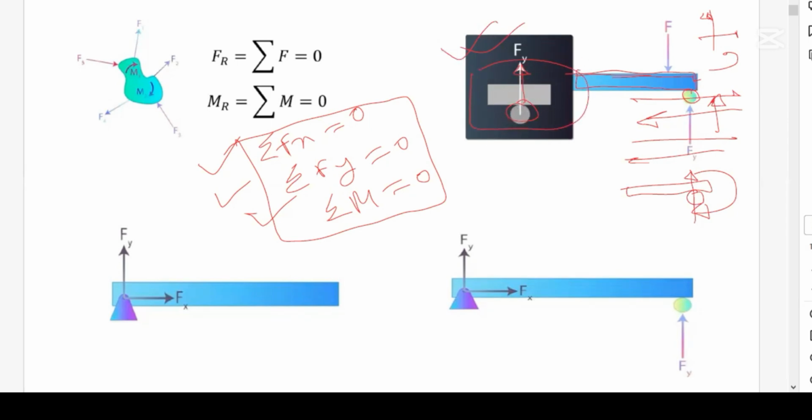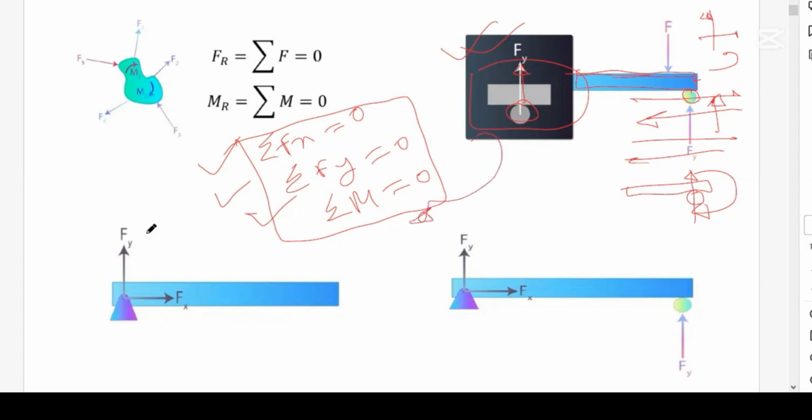Can I make everyone understand? If anyone responds, I can understand that you are following my lecture. Because the roller joint prevents the vertical movement, the reaction of the roller joint is vertically upward.